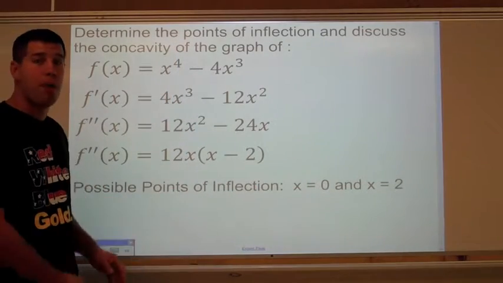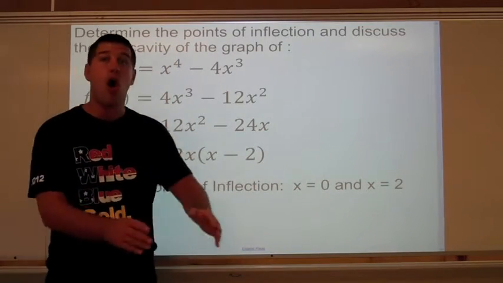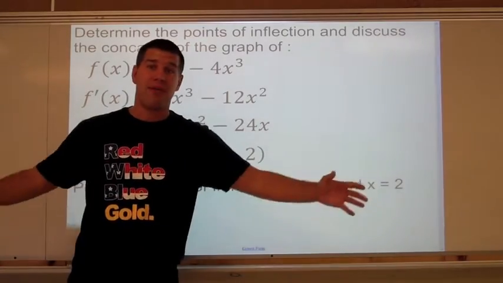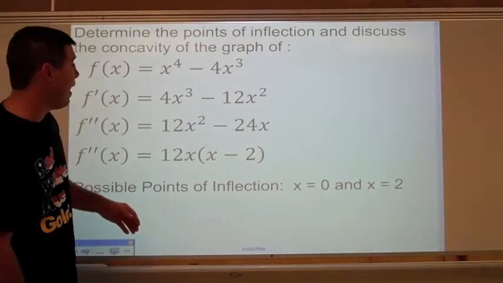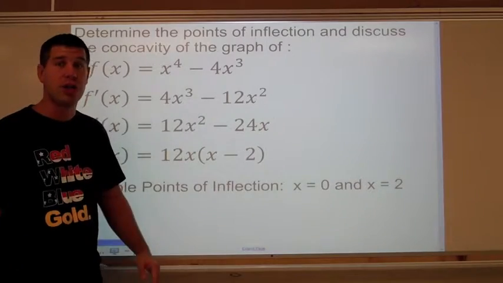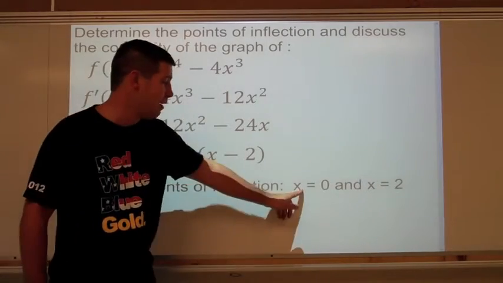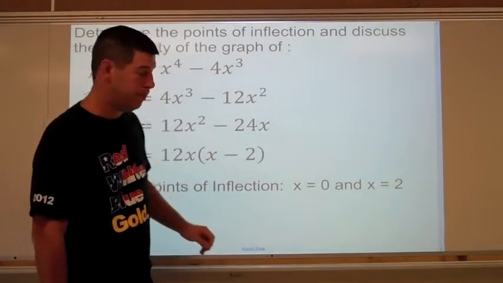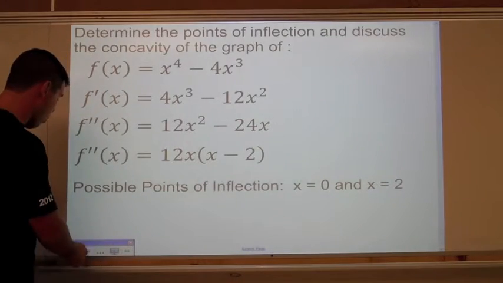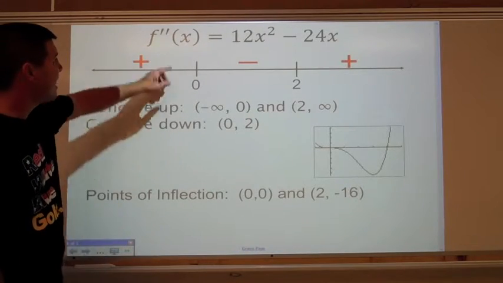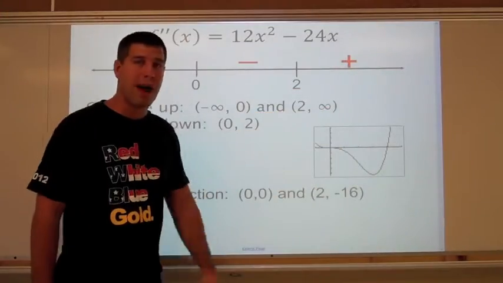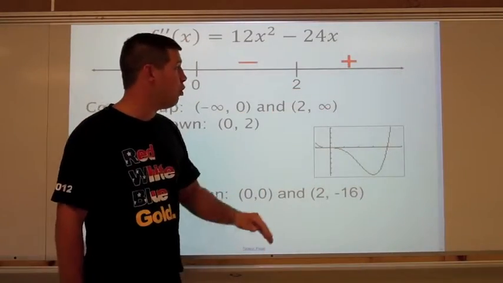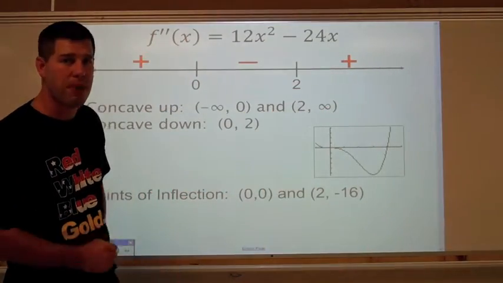I don't know if they are points of inflection yet, but from negative infinity to positive infinity, the entire graph, the only place this can change concavity is when x is 0 and when x is 2. So we're going to go to the second derivative, 12x squared minus 24x. We know x equals 0 and x equals 2 are our only possible points of inflection.